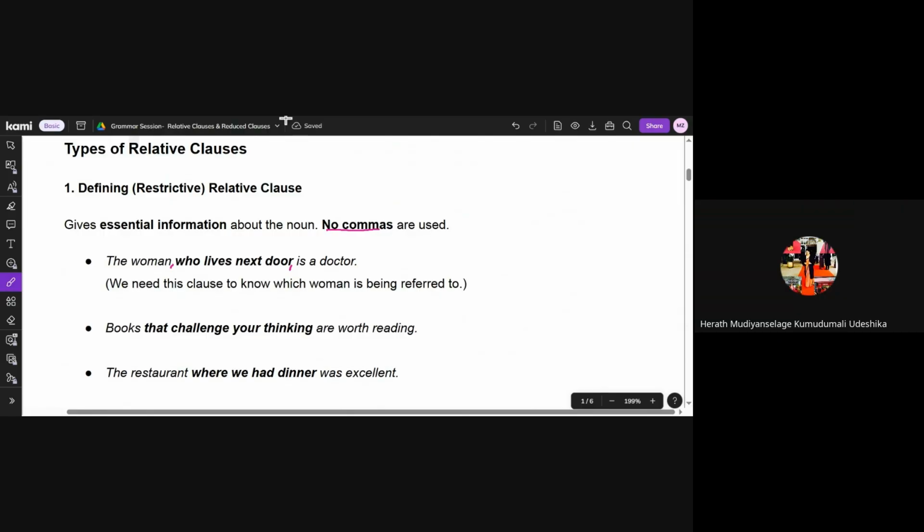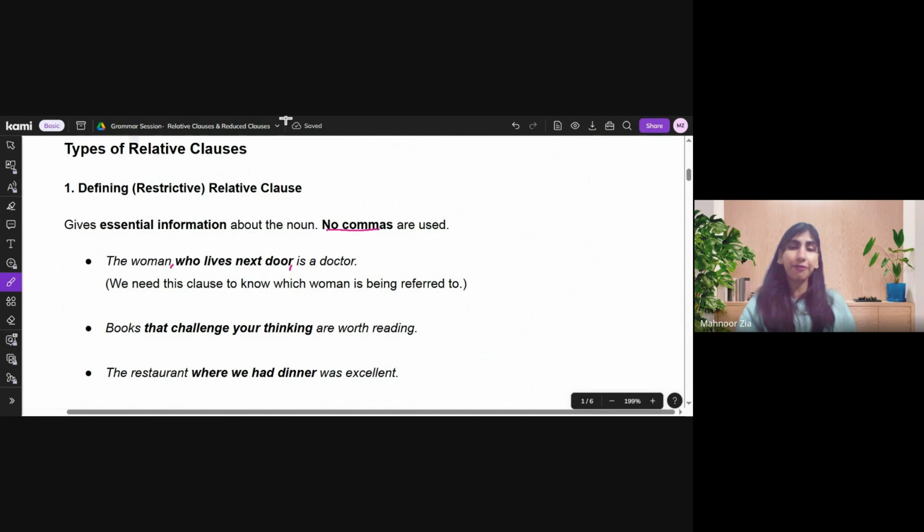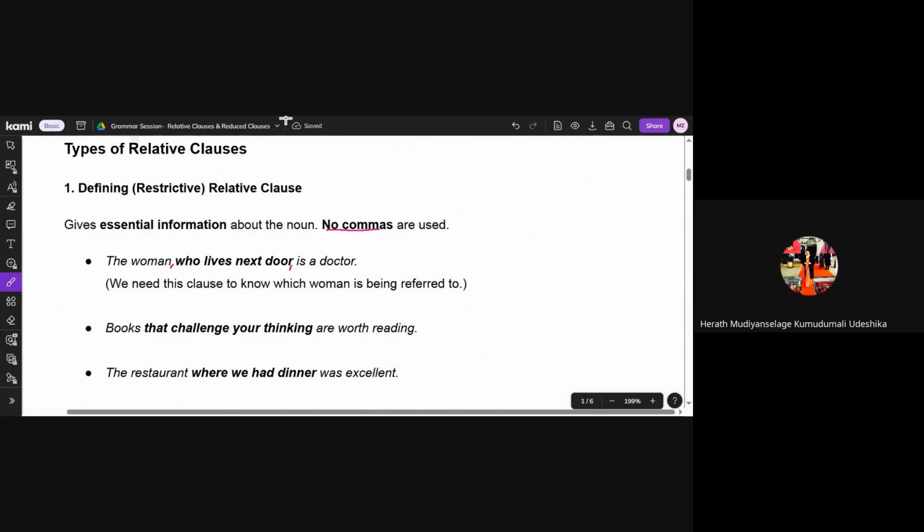So we can use the comma, right? Only if you're emphasizing. Yes. When to use the comma, and how to identify where to use the comma or not?